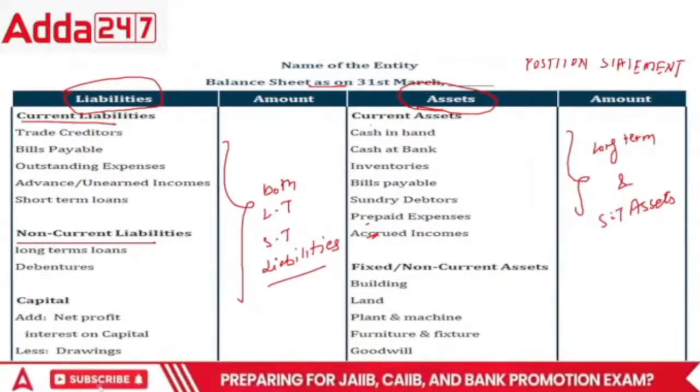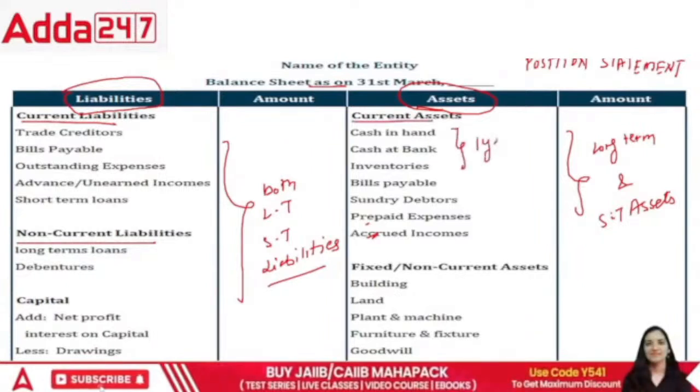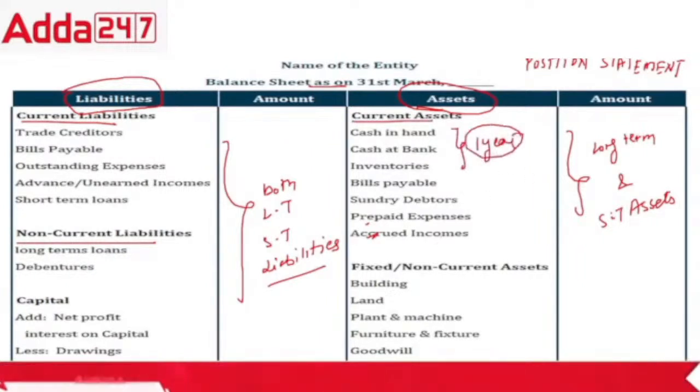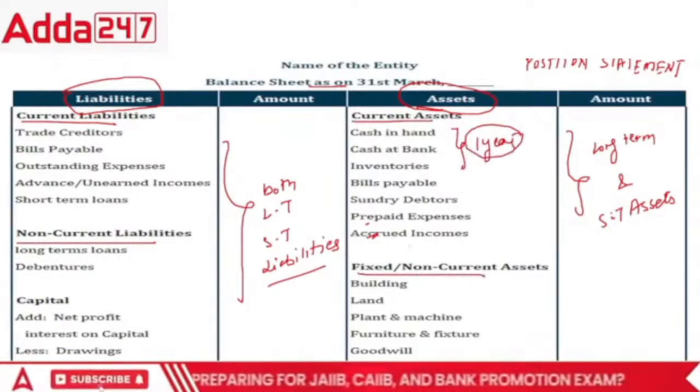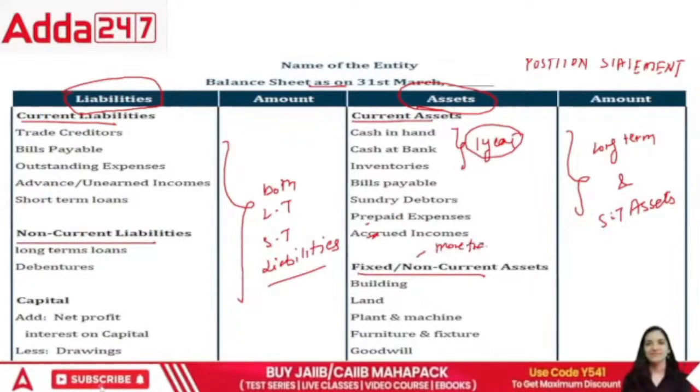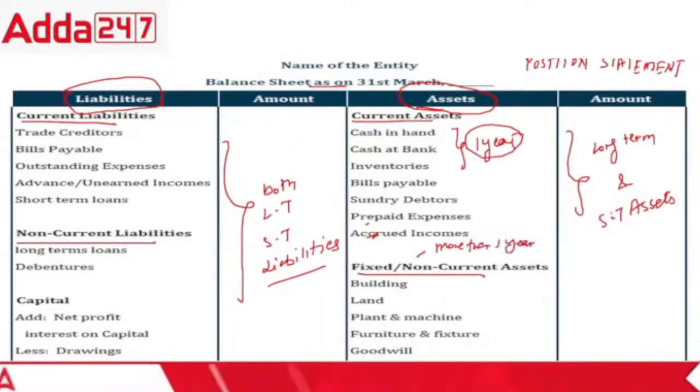It goes like the current assets would include everything which can be converted into money within a period of 1 year, and which cannot be converted into money within a time span of 1 year. That is, it takes more than a year. Would be treated as fixed or non-current assets.